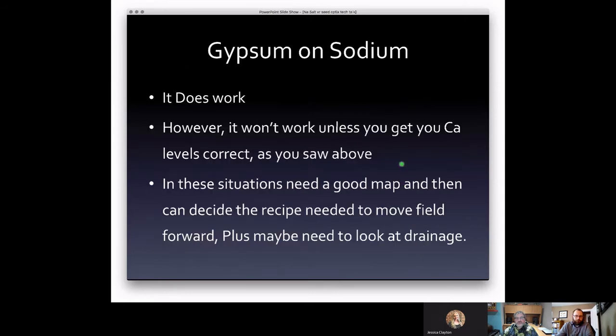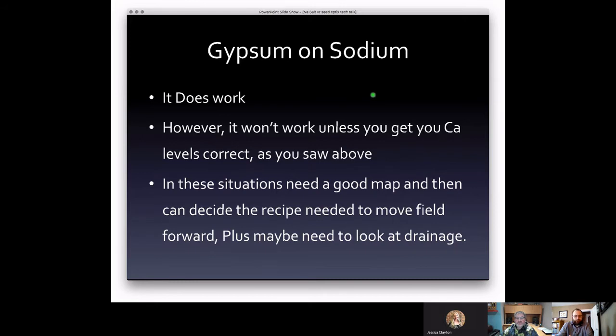Why are these things important? Well, because if you're going to go attack sodium with gypsum, as you've heard maybe in a meeting, or maybe you're listening to me and jumping ahead and wanting to use some gypsum, it does work. It absolutely does work. However, it won't work unless we get our calcium levels correct, as we saw above there. And in these situations, we need a good quality map, and then we can decide the recipe that we need to move that field forward and change what we're looking at.